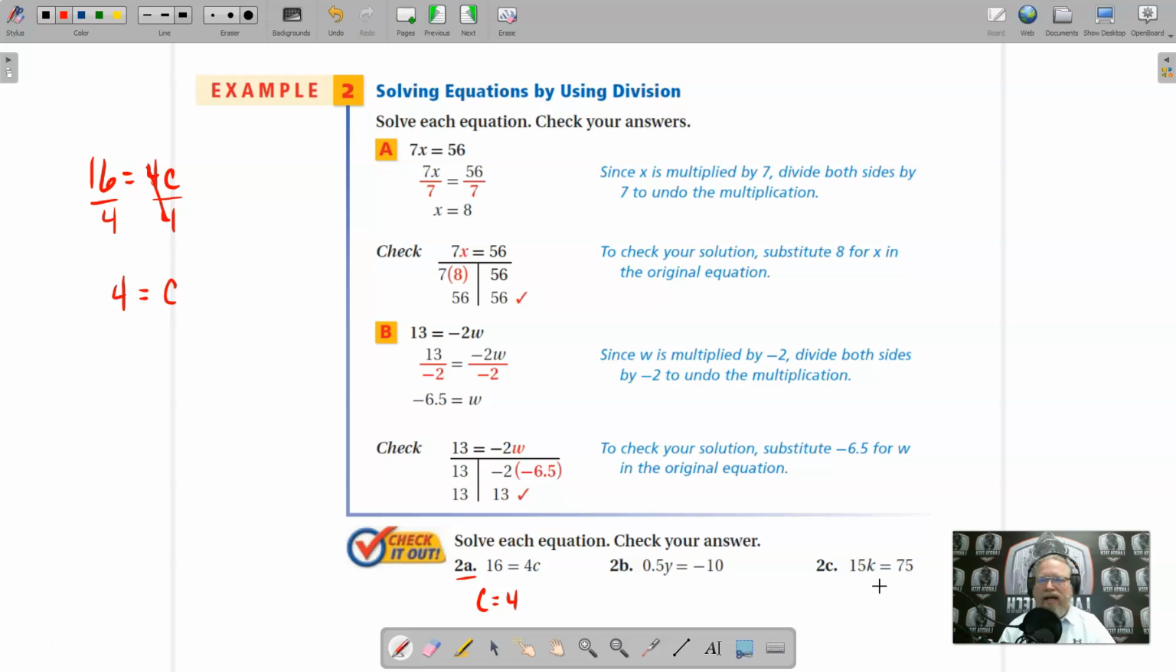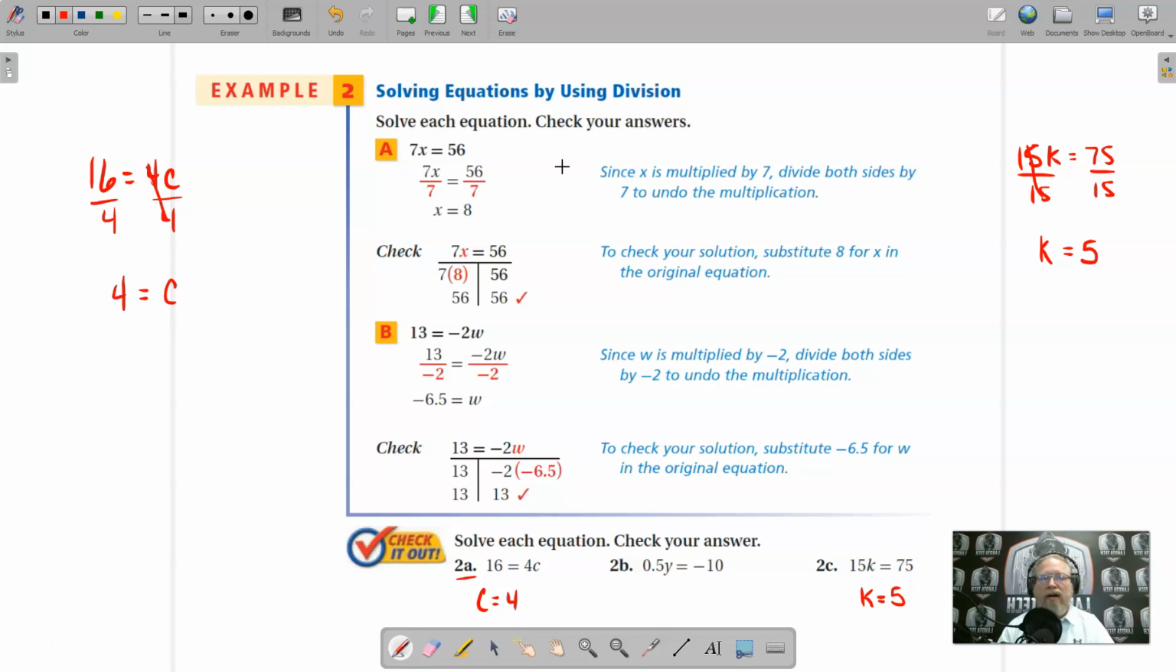Over here with 15k equals 75. The 15 is tied to the k through multiplication. The opposite operation is division. We're going to divide by the very number we wish to get rid of, and what we do to one side we are going to do to the other. The 15's will cancel each other, leaving us with k, and 75 divided by 15, I believe, is 5. Yes, indeed it is. So therefore, k equals 5.